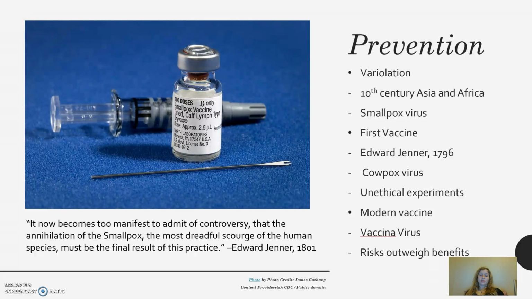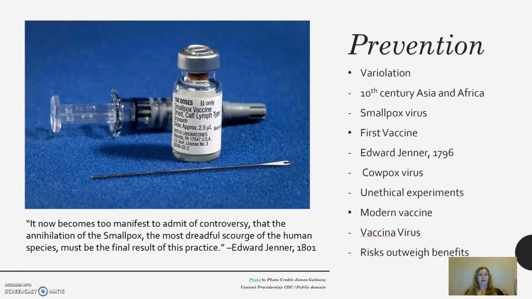The first vaccine was used in 1796 by Edward Jenner. This vaccine, unlike the modern one, used cowpox. He observed that a milkmaid who had previously come in contact with cowpox did not contract smallpox after this.